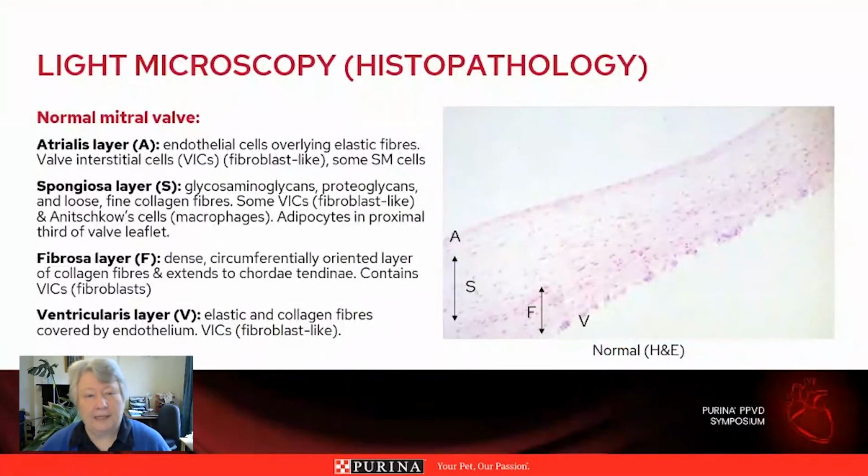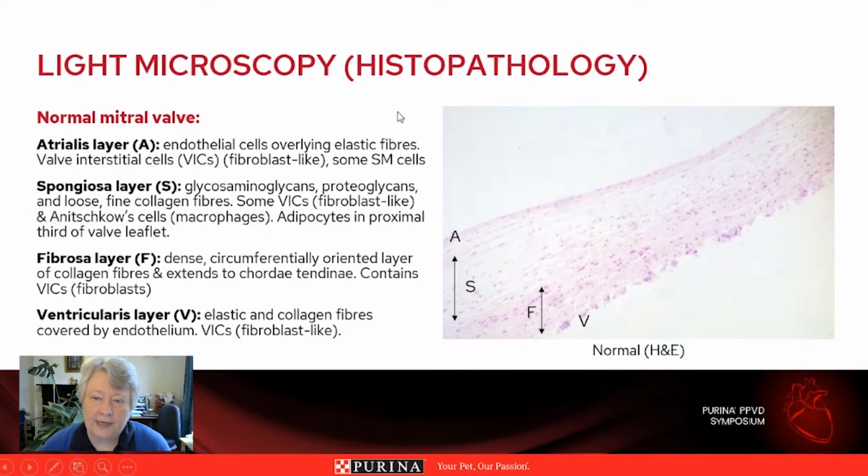So carrying on a little bit about the pathology, we'll go back to that, and we'll think about histopathology for a little bit. So we have our normal mitral valve tissue shown here with an H&E stain, and this is normally what we see. So we have this distinct laminated structure.